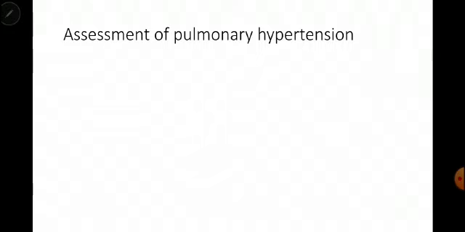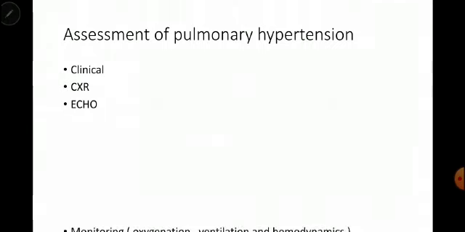So now we will talk about the assessment of pulmonary hypertension. We have to know that pulmonary hypertension is a clinical syndrome. So to diagnose a baby with pulmonary hypertension, we need multiple items. We need a clinical suspicion, chest X-ray, and echo. Chest X-ray is very important because pulmonary hypertension can be caused by lung pathology or caused by abnormal vascular resistance. So we need to do chest X-ray to rule out the lung pathology, and if we have lung pathology, we have to manage the lung problem before we can treat the pulmonary hypertension.